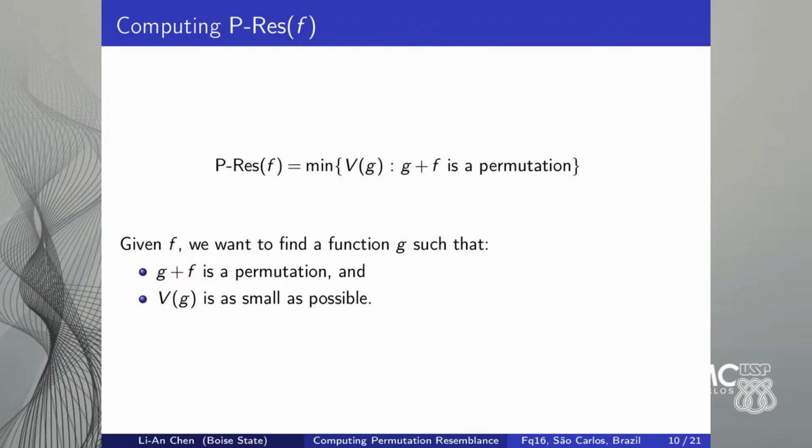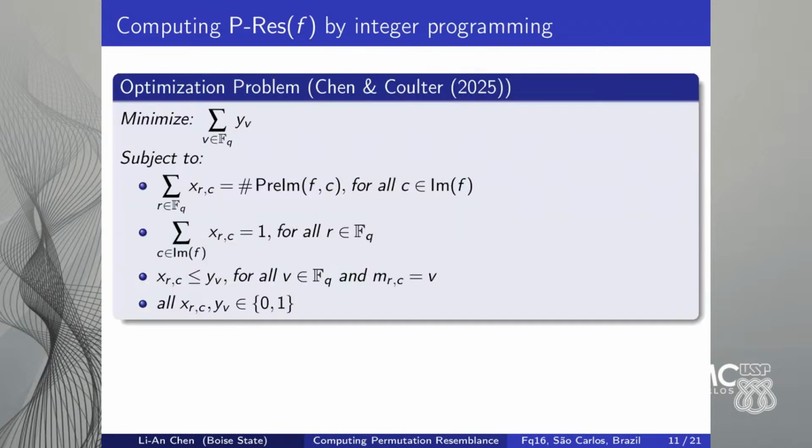I fix f, then we want to find a function g such that g plus f is a permutation and the image size of g is as small as possible. Our approach is we turn it into an integer program, and it is actually a binary program. In this program I have x variables and y variables, but all of them can only take 0 and 1 values. Due to the time limit I have to skip how we get that, but if anyone is interested, I'm happy to explain afterwards.